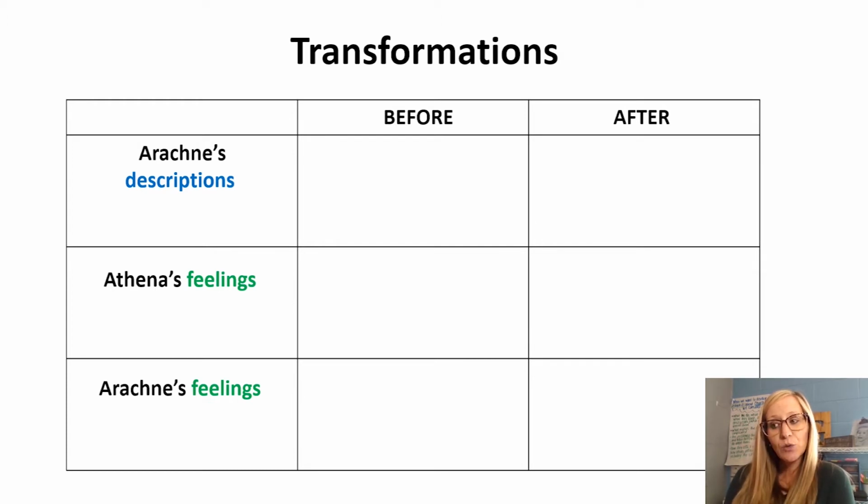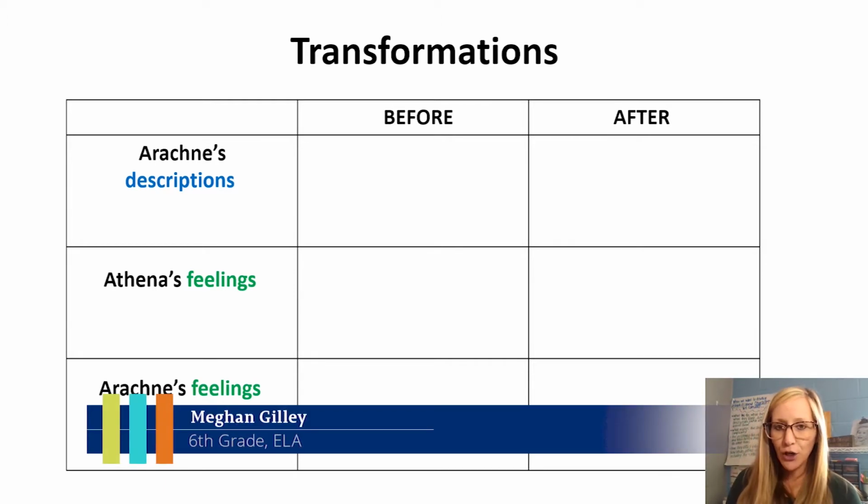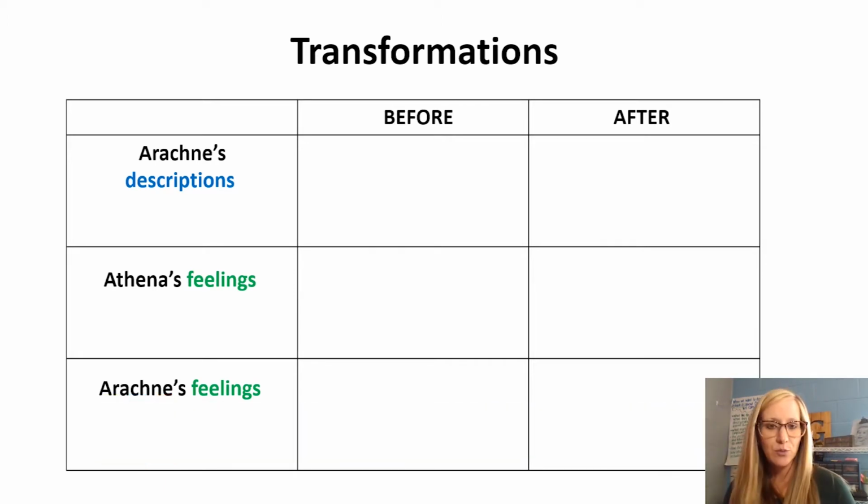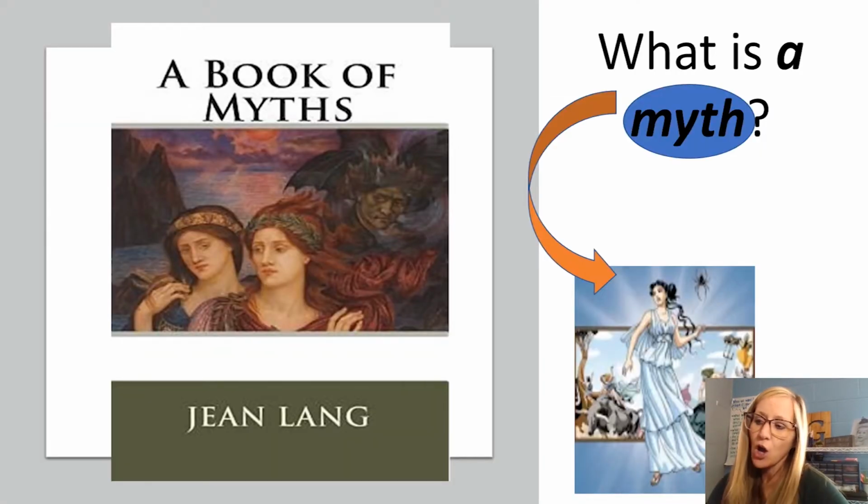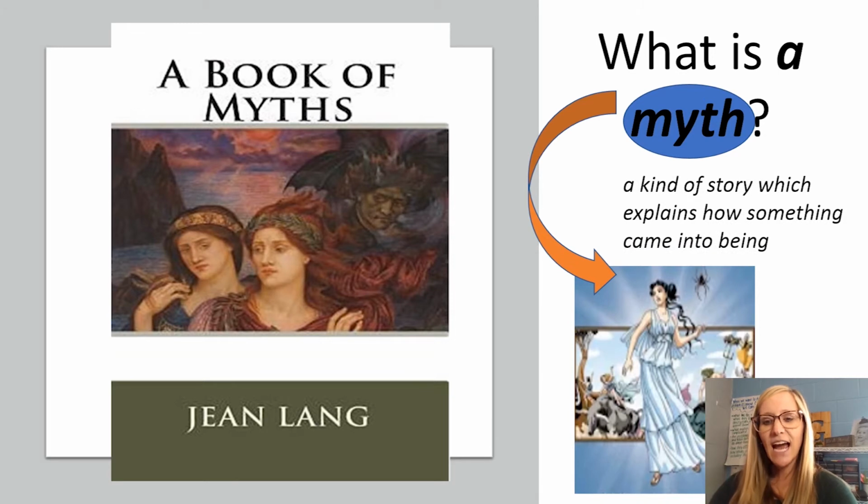So in this lesson, you will analyze again how the author used language choices to support our understanding of the characters, and move to the resolution of the transformation of Arachne to a spider. As always, it is good to review what happened in our text. So again, we are reading a Greek origin myth. Do you remember the purpose of an origin myth? Great. It's a kind of story which explains how something came into being. And what is the origin that this text is explaining? That's right, how spiders came to be, or the origin of spiders.